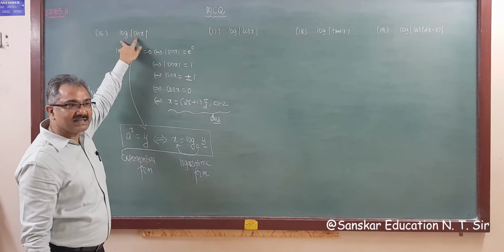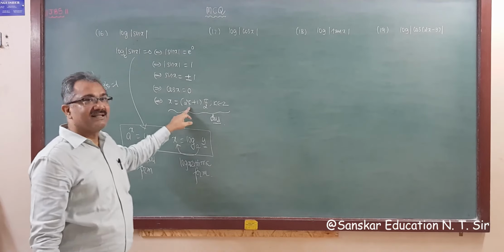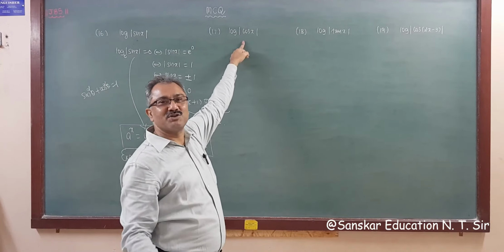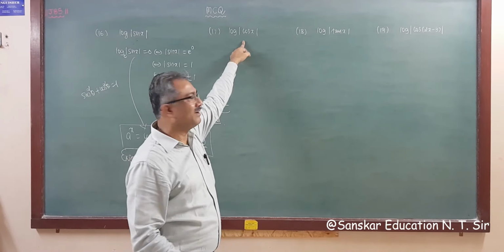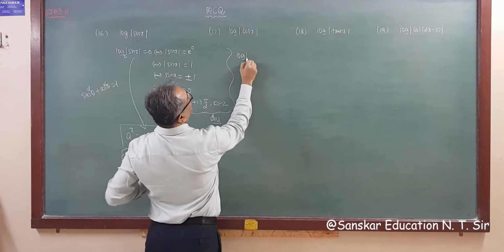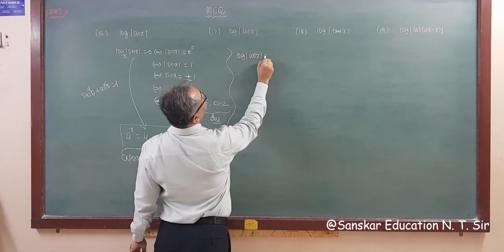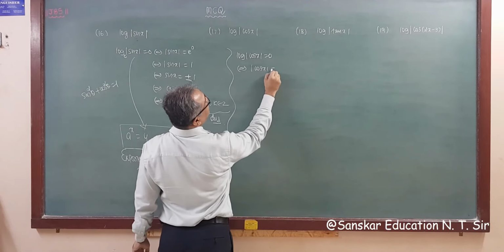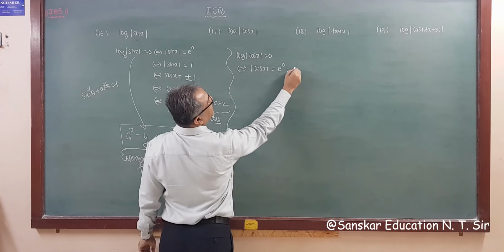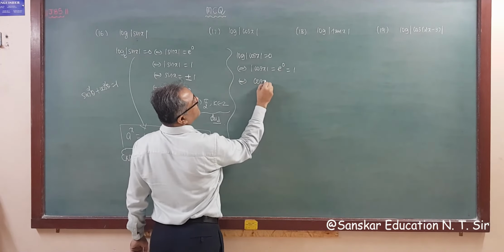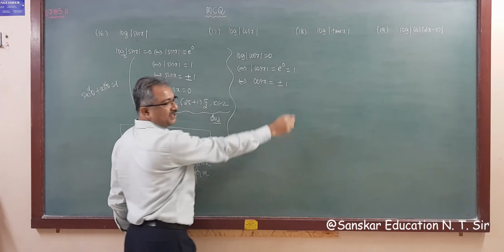So log mod sin x is given, the answer is the set of zeros of cos, and if cos is given, then the answer is the set of zeros of sine. You can easily verify this. So now, log mod cos x is given, this is 0. So this implies mod cos x is equal to e raised to 0, and that is 1. So mod cos x is 1. So cos x is equal to plus or minus 1, that you know.